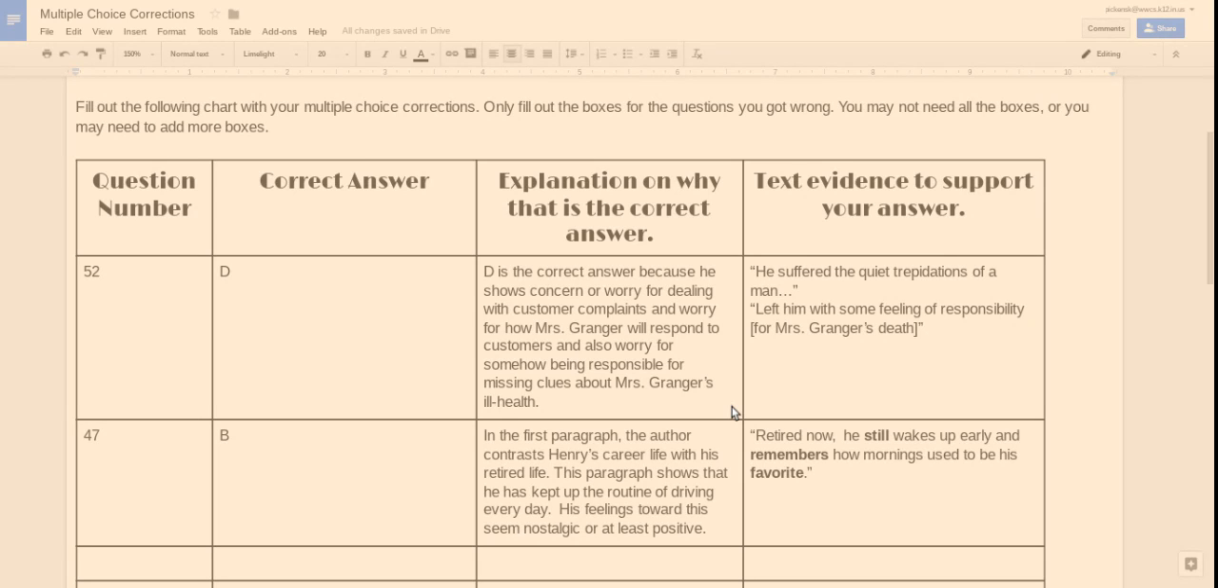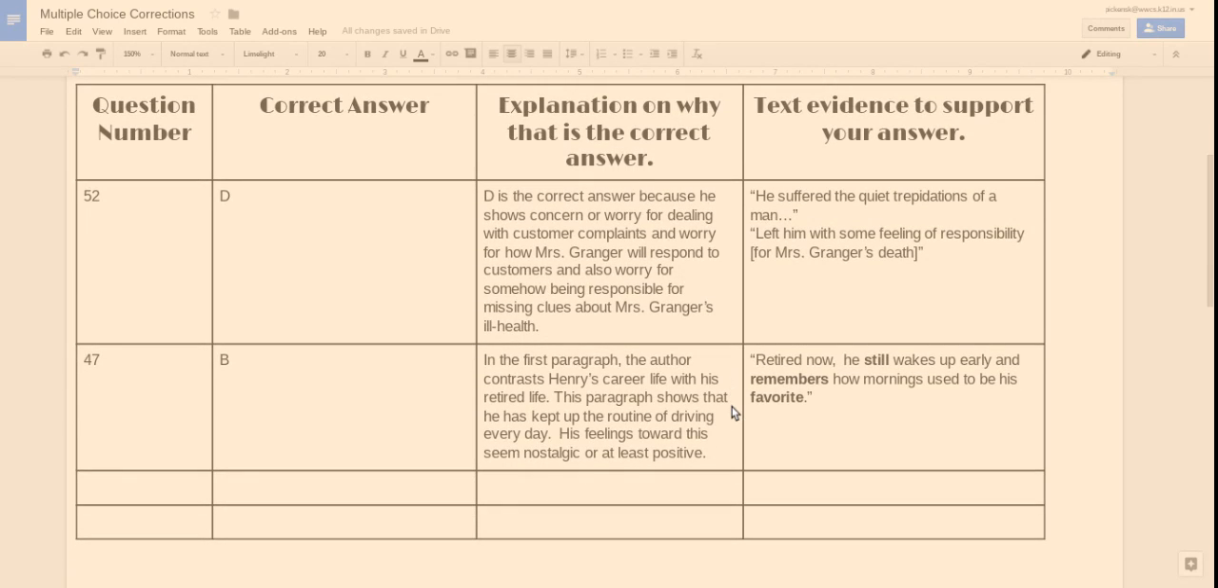Okay, I want to give one more example here. Okay, let me switch over to this.